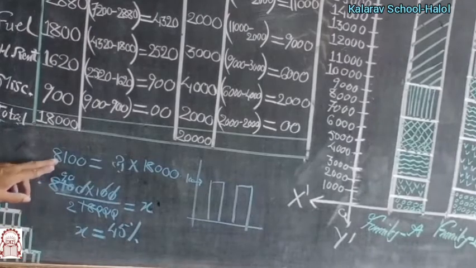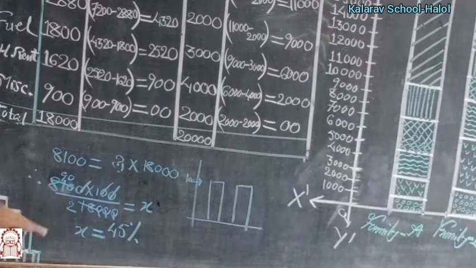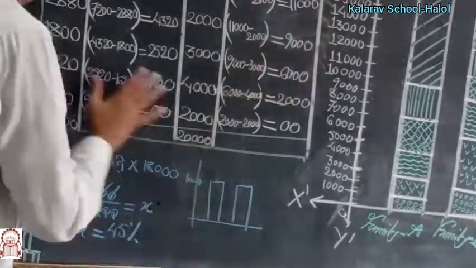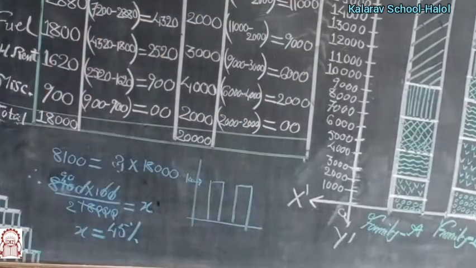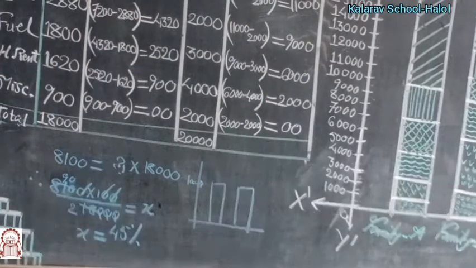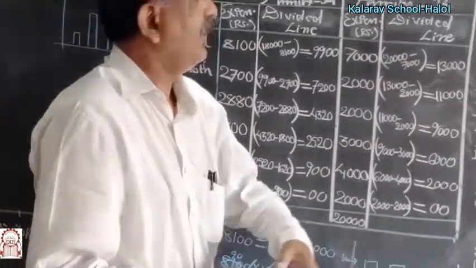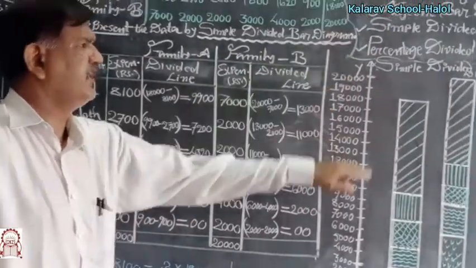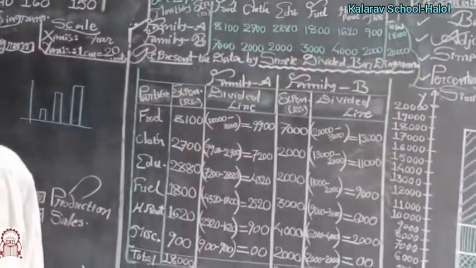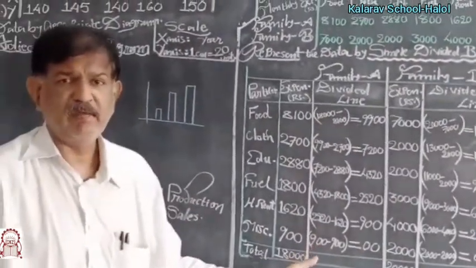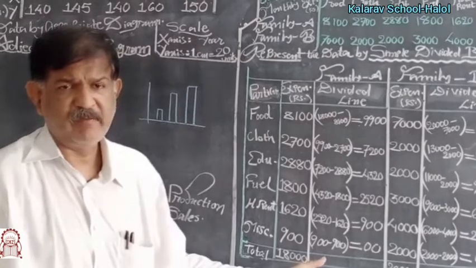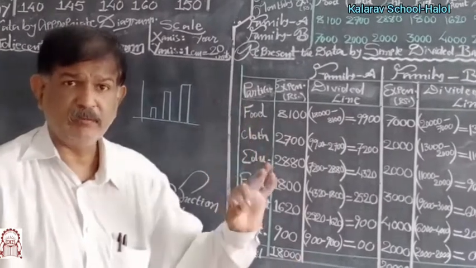This way, convert the data into percentages, and construct this table repeatedly, recasting the table in the form of percentages. You will get the correct idea about the simple divided and the percentage divided bar diagram. So practice well. This example carries 4 marks in the examination. This is an important part of this chapter.